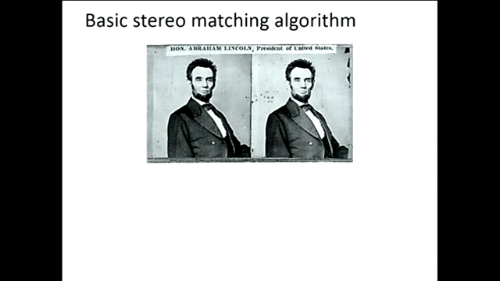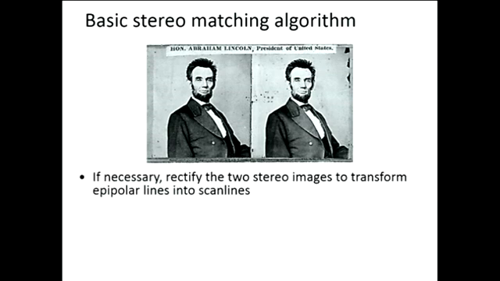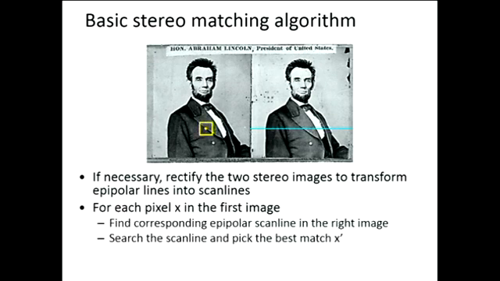So my basic stereo algorithm now is, if necessary, rectify the two stereo images to transform the epipolar lines into scan lines. Then for each pixel in the image, search along the scan line and find the best match. Compute the disparity, the difference between the pixels, and then the depth at that pixel is equal to FB over the disparity of the pixels.